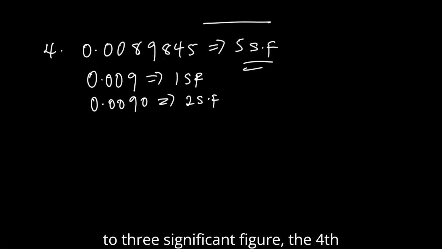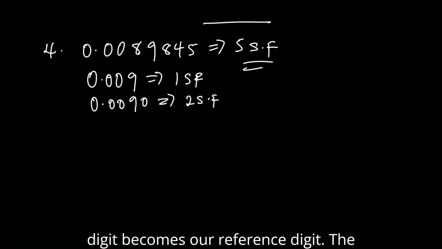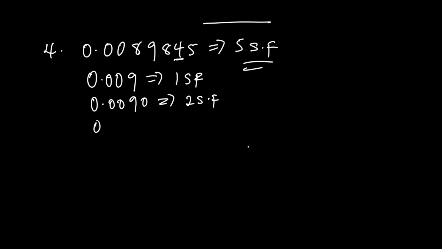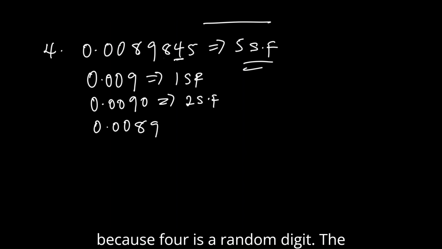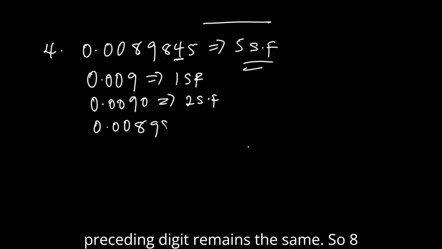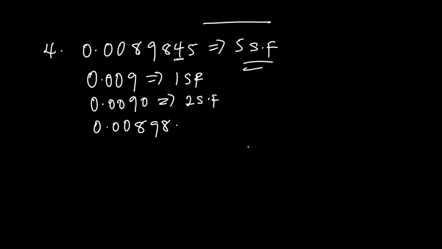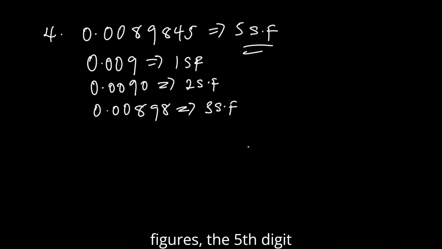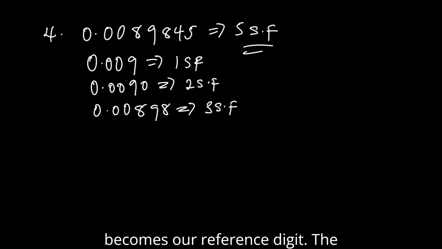Then to three significant figures, the fourth digit becomes our reference digit. The fourth digit is 4. Then we have 0.0089. Because 4 is a round down digit, the preceding digit remains the same. So 8 to three significant figures.